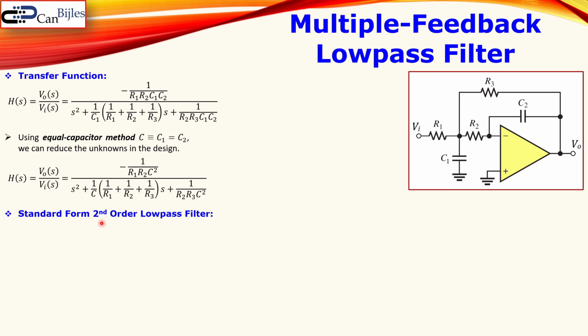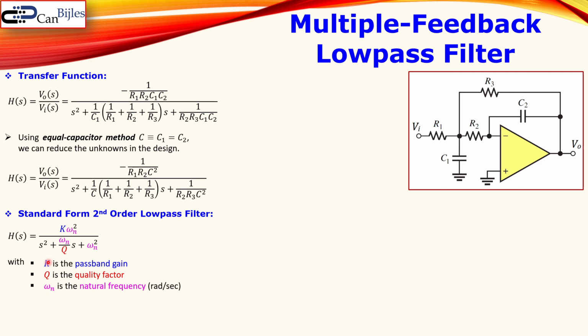The standard form of a second order low-pass filter is given by this expression. You see here the K, the omega n, and also the Q, and those are the following. We have the K, which is our passband gain. Now for a low-pass filter, that means actually the DC gain. The Q is called the quality factor. It defines or creates a specific shape. So in order to make the shape sharper, you can go for a higher quality factor. The omega n is our natural frequency.